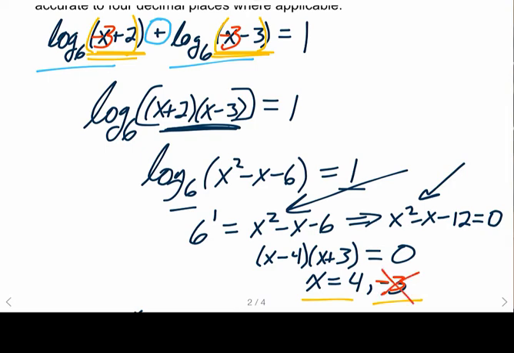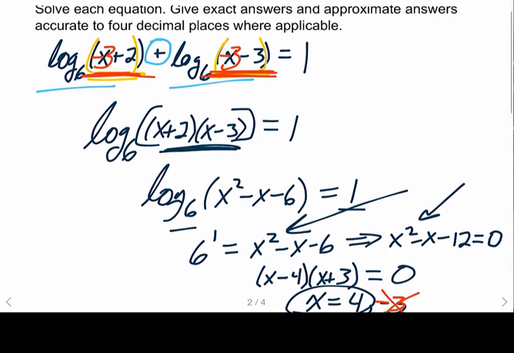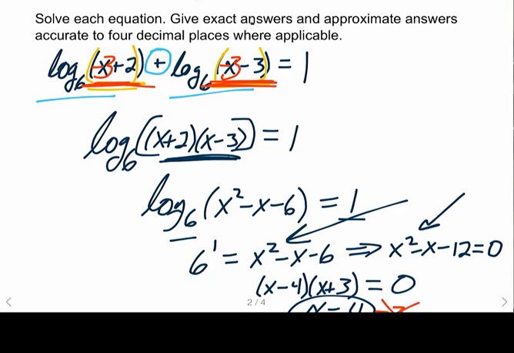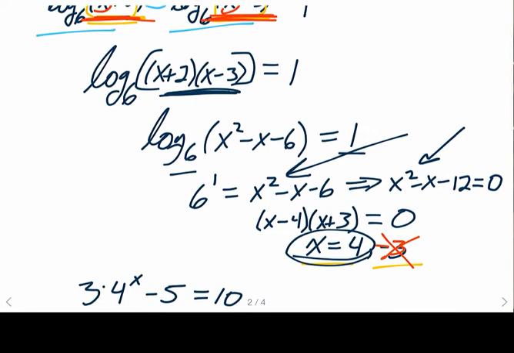Here's the deal. When you solve a logarithmic equation, you've got to make sure that you don't have a 0 or a negative inside of the argument of the log. Here our answer is simply x is equal to 4. Referring back to the instructions, give exact answers and approximate answers where applicable. X equals 4 is a beautiful answer. Leave it alone and walk away.